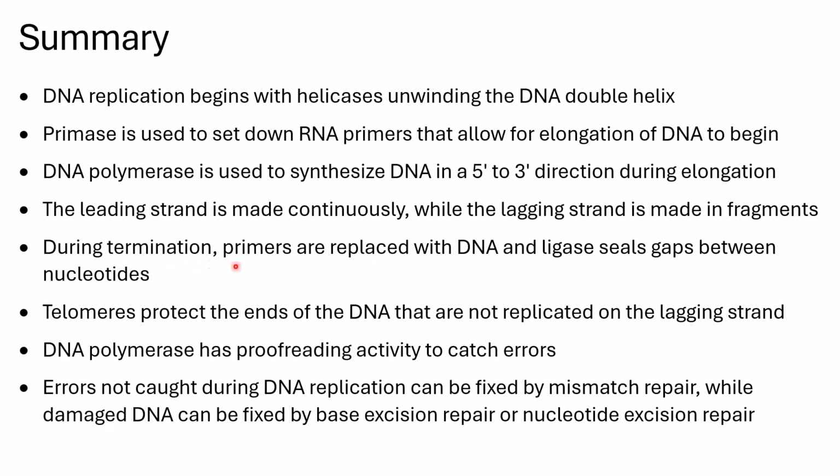During termination, the RNA primers are removed and replaced with DNA, and the enzyme ligase is used to seal the gaps between nucleotides, joining the hydroxyl group on the 3' end of one nucleotide to the phosphate group on the 5' end of the other. Since the end of the lagging strand can't be completely replicated, there are telomeres present at the end of the DNA to protect it. During replication, the DNA polymerase has its own proofreading activity that allows it to catch errors. Errors that are not caught are fixed by mismatch repair, while damaged DNA can be fixed by base excision repair or nucleotide excision repair.